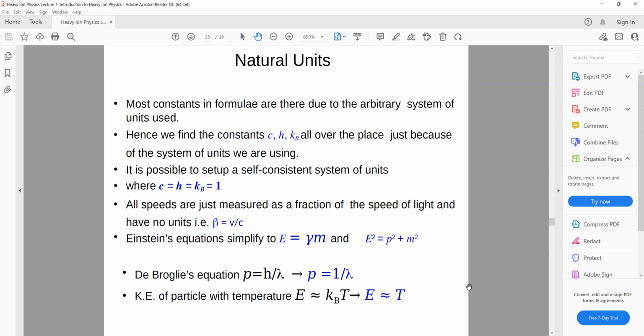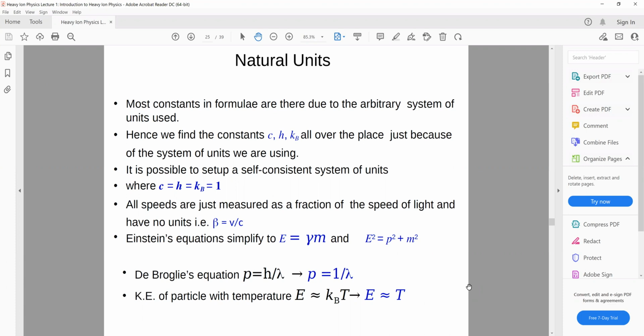Mostly we use natural units in high energy physics. In the natural unit system, you set h-bar equal to c equal to k_B equal to 1, where k_B is the Boltzmann constant. So as a result, all speeds are measured as a fraction of the speed of light, and they have no units. Speeds are dimensionless, because you always express speed in terms of v by c.